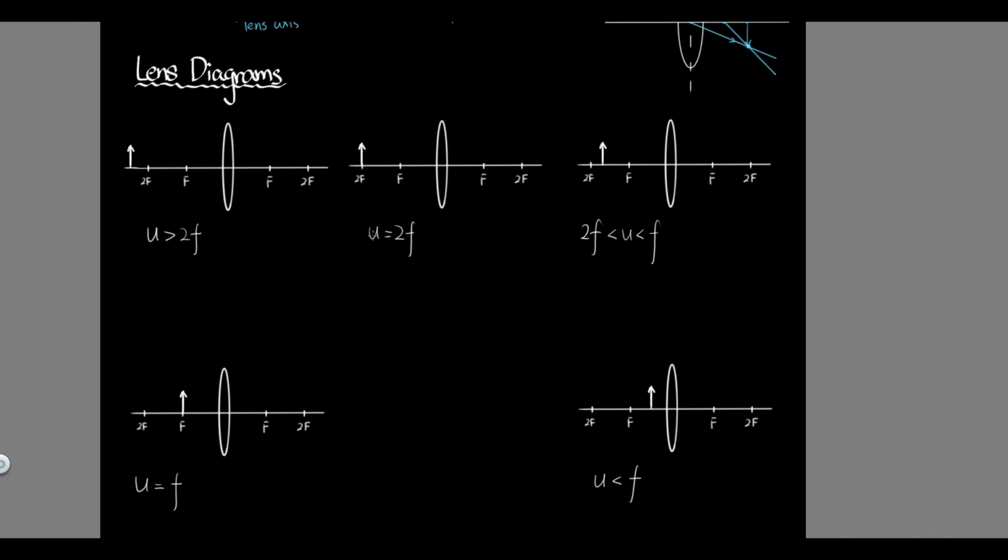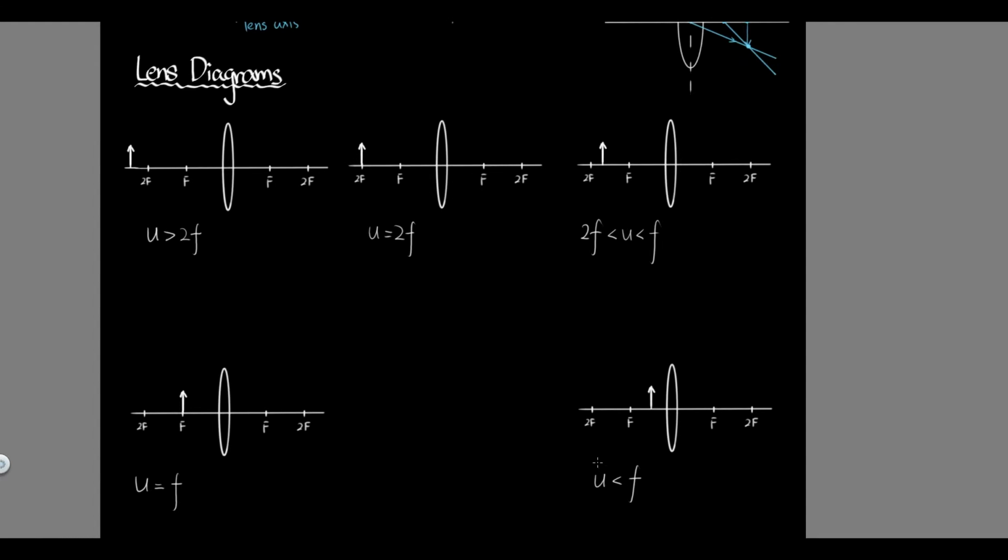And this situation is when u equals 2f. This is when u is less than 2f but greater than f, so between 2f and f. This is when u equals f, and this is when u is less than f.